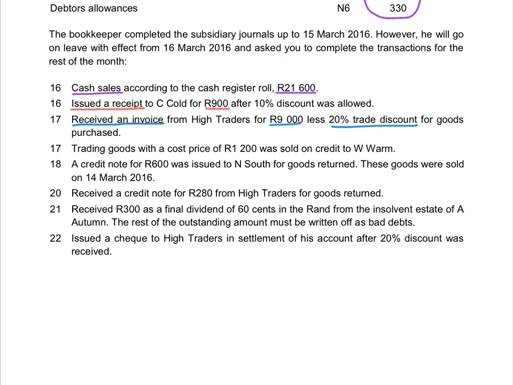Trading goods with a cost price of 1,200 was sold on credit. If we sell on credit, we sell to our debtors. So that means this will be recorded in the debtors journal. They don't give us the sales price, they give us the cost price. Therefore, we will have to calculate the sales price to record the entry in the debtors journal.